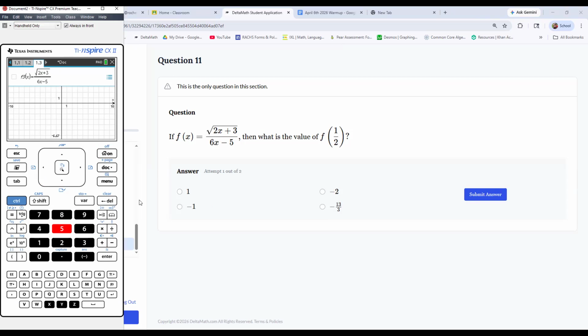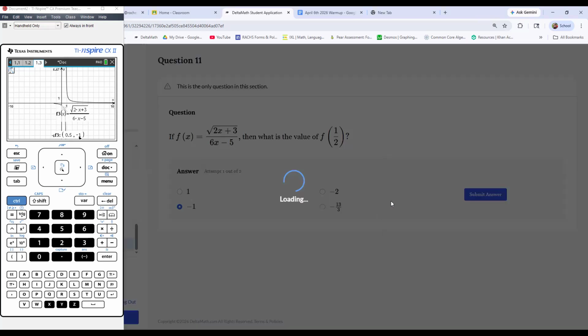Now, the key here is make your calculator look exactly like the problem. Once you do that, press enter, and then we're just going to use menu 51 and type in the input that they gave us. So I'm going to type in 1 divided by 2 to indicate that it's a fraction, and then I press enter. So it's telling me when the input is 0.5, which is a half, the output is going to be a negative 1. So our answer for this one is just going to be a negative 1. Okay, that's all you're doing. That's it.